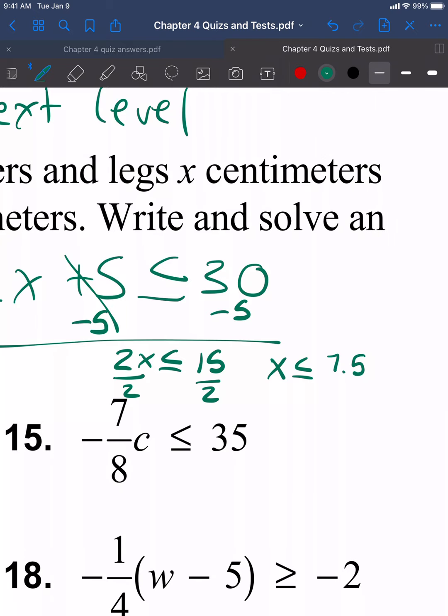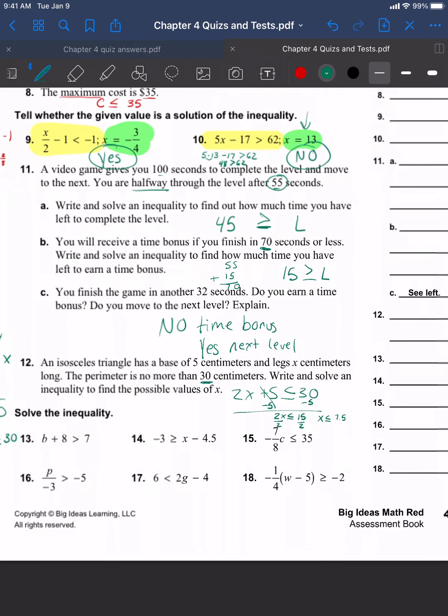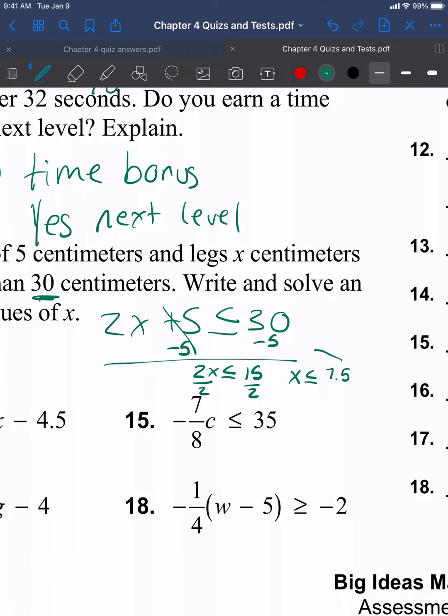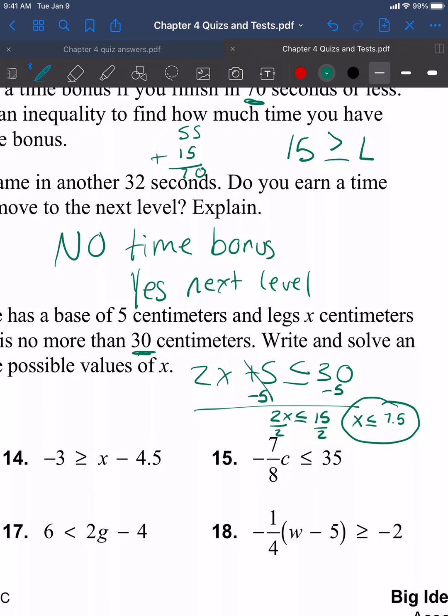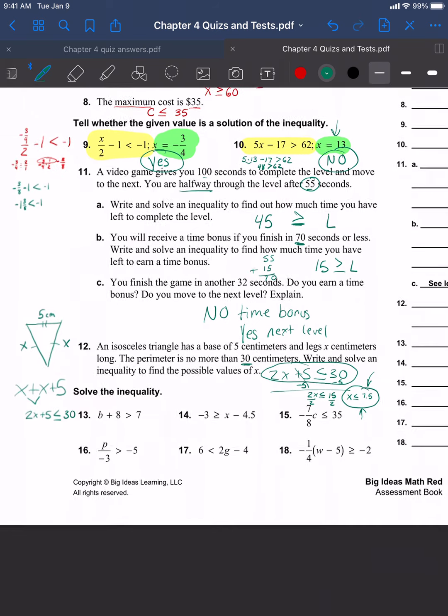Does it say to graph it? No, it just says to solve it. So this is your final answer. Okay? Two parts, though. You would get 1 point for having this equation. You'd get the other point for having this equation, because this is it solved. Does that make sense? Okay.